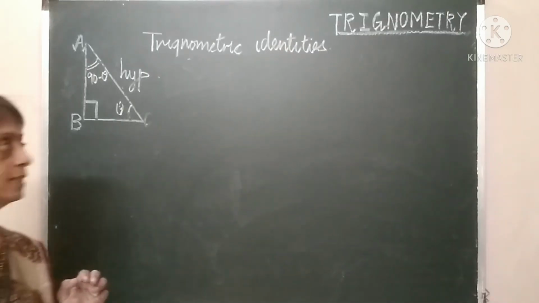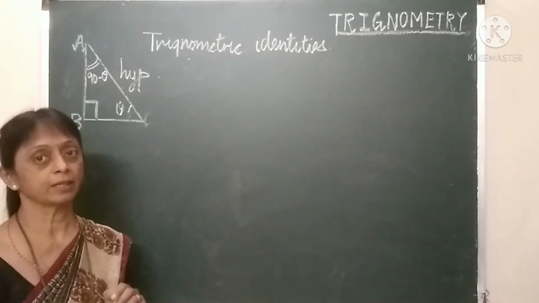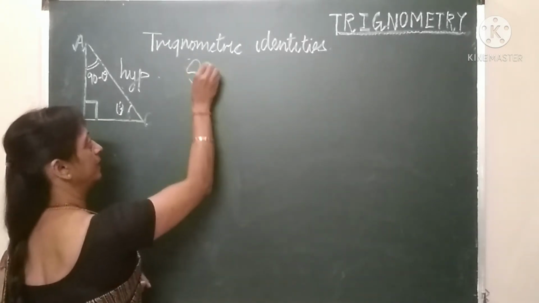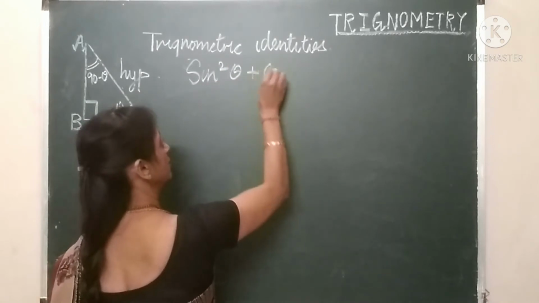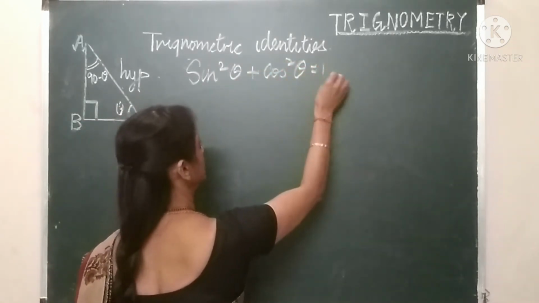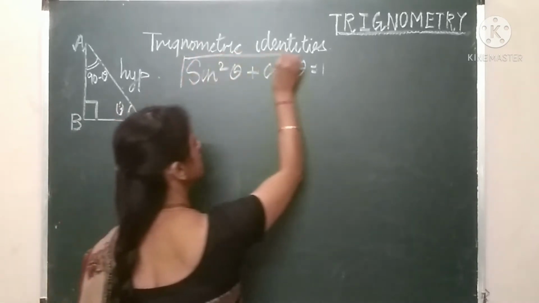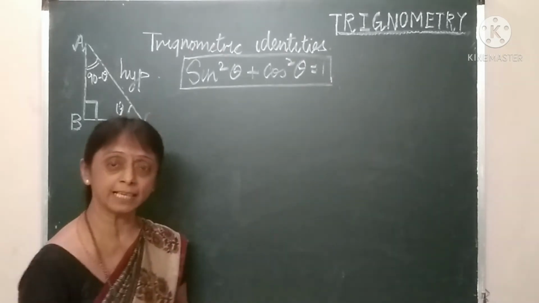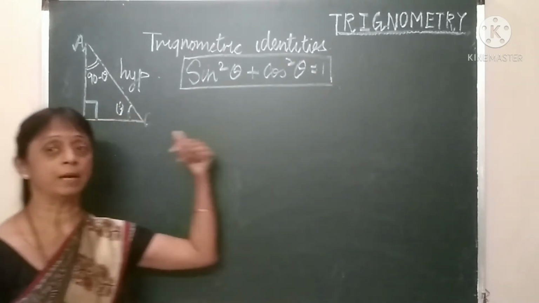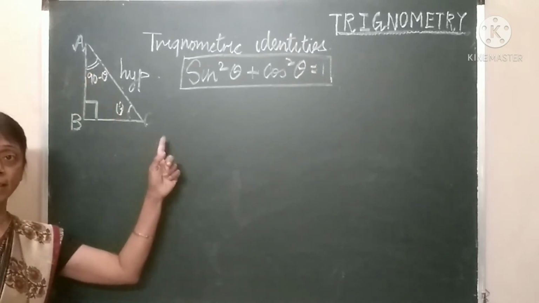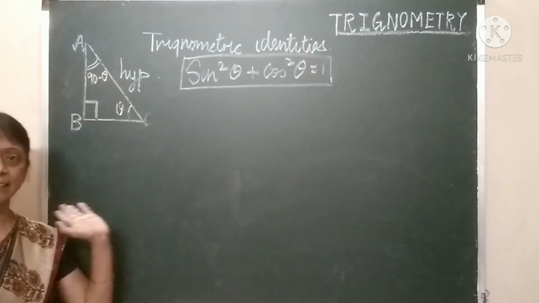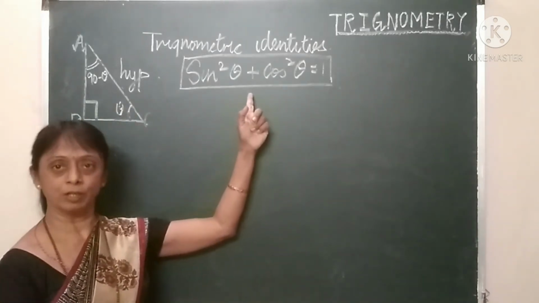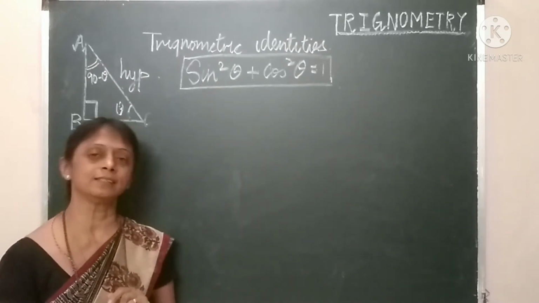Now children, in the earlier session, we got the first trigonometrical identity. What was the first trigonometrical identity? It was sine square theta plus cos square theta is equal to 1. How did we get this first identity? We applied Pythagoras theorem for the right angle triangle ABC, and then we divided the whole Pythagoras equation by hypotenuse square, and we got sine square theta plus cos square theta is equal to 1.